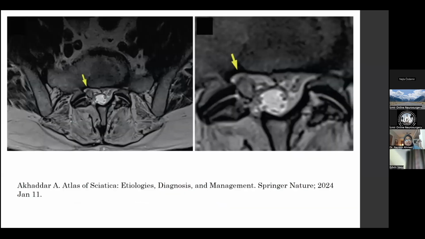So this is another example of swollen nerve root, the right S1 exiting nerve root. I have taken it from Professor Ali Athadar's books.